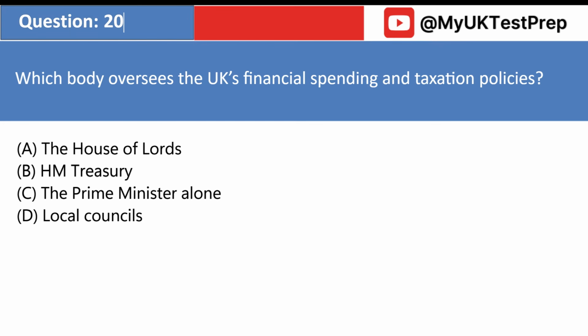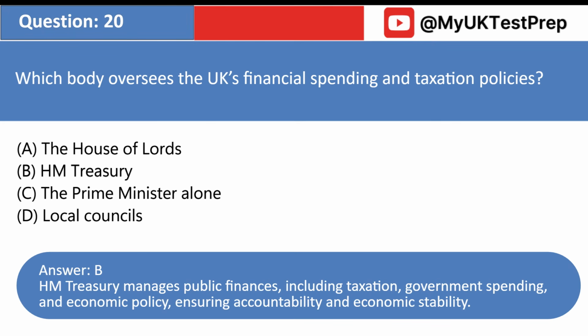Which body oversees the UK's financial spending and taxation policies? A. The House of Lords. B. Treasury. C. The Prime Minister alone. D. Local councils. Answer B. Treasury manages public finances, including taxation, government spending, and economic policy, ensuring accountability and economic stability.